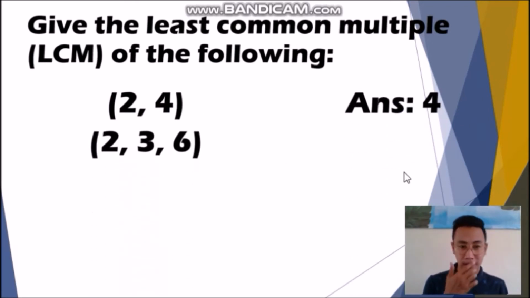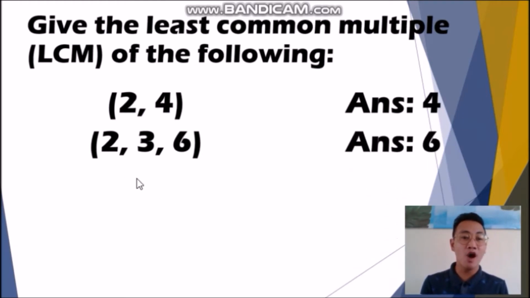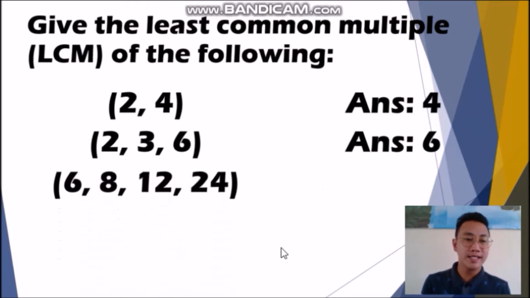Let's have another one. 2, 3, and 6. Think of the smallest positive integer that can be divided by 2, 3, and 6. You're thinking 12. That's correct. 12 can be divided by 6, 3, and 2. Think of another number smaller than 12 that can be divided by these numbers. Correct. 6. Because 6 can be divided by 6, can be divided by 3, and can be divided by 2. So the answer, or the LCM, of the given number is 6. How about this one? 6, 8, 12, and 24. What's your answer?